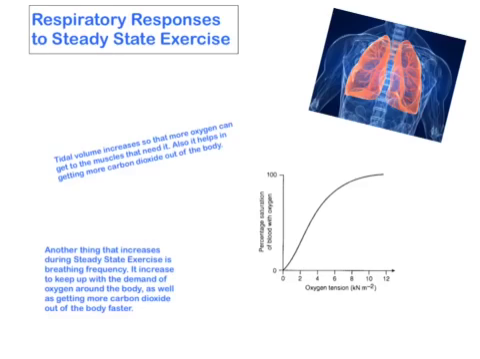These are the respiratory responses to steady state exercise. Tidal volume increases so that more oxygen can get to the muscles that need it. Also, it helps in getting more carbon dioxide out of the body. Another thing that increases during steady state exercise is breathing frequency. It increases to keep up with the demand for oxygen around the body, as well as getting more carbon dioxide out of the body faster.